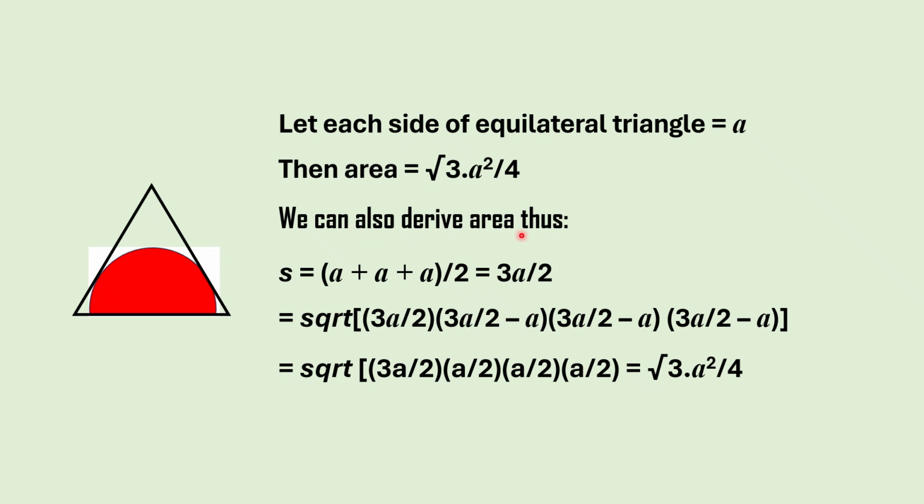Now you can also derive the area thus. The semi-perimeter S will be equal to A plus A plus A, all the three sides are equal, by 2, that is 3A by 2. So using the square root of S into S minus A into S minus B into S minus C, you will get the same result, root 3 A square by 4. Even if you did not know the formula for an equilateral triangle, you can solve using Heron's formula. So the area for an equilateral triangle with side A will be root 3 A square by 4.